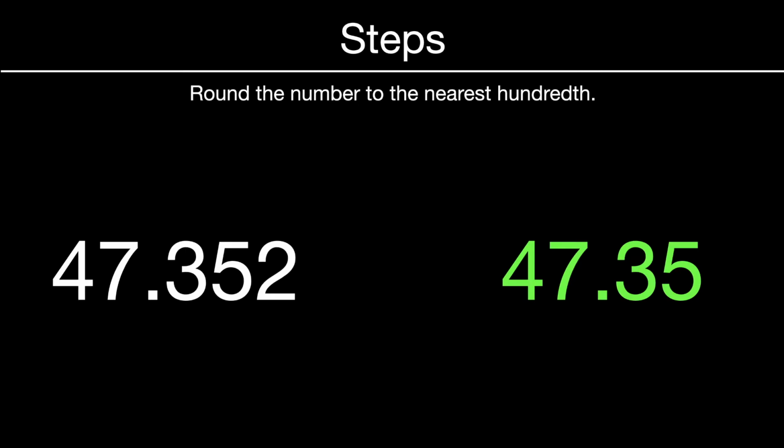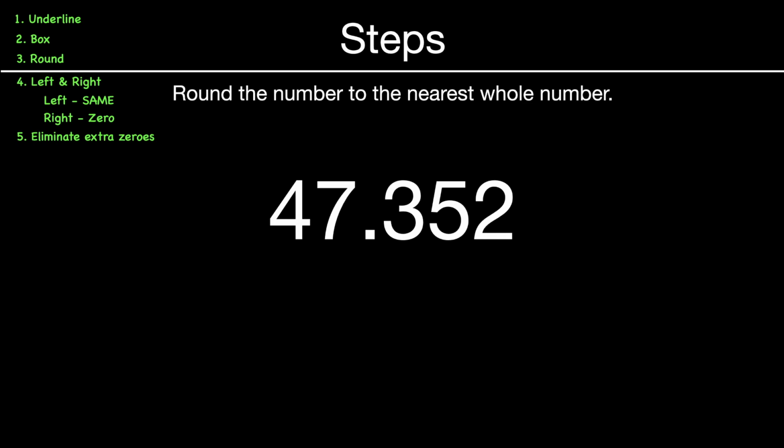This would read 47 and 352 thousandths rounded to the nearest hundredth equals 47 and 35 hundredths. Round the number to the nearest whole number. Okay? So underline. So what are we underlining? Well, it says nearest whole number.